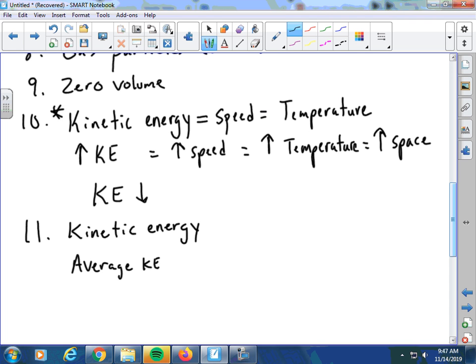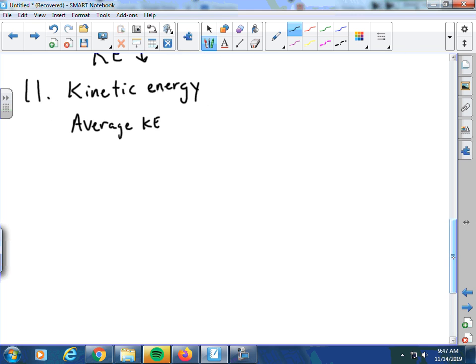Number 12, what is the relationship between temperature and particle motion? So again, 12, if we have increased temperature, we're going to have increased particle motion.